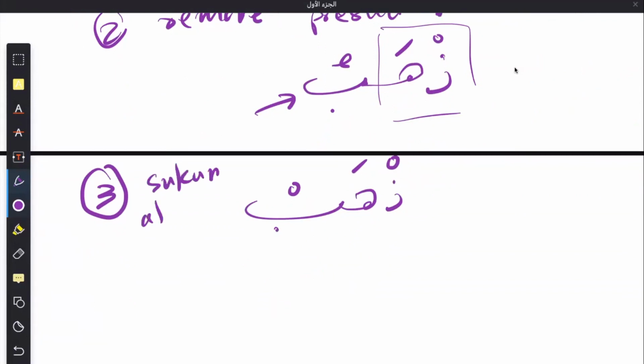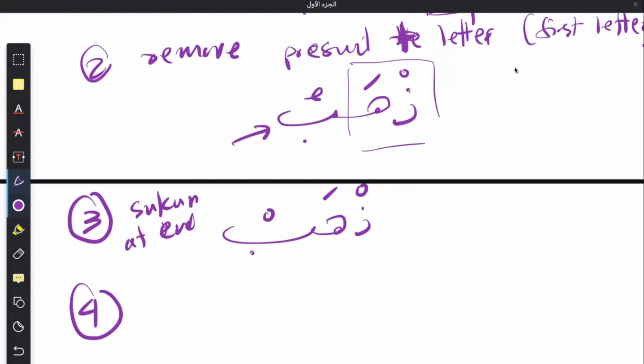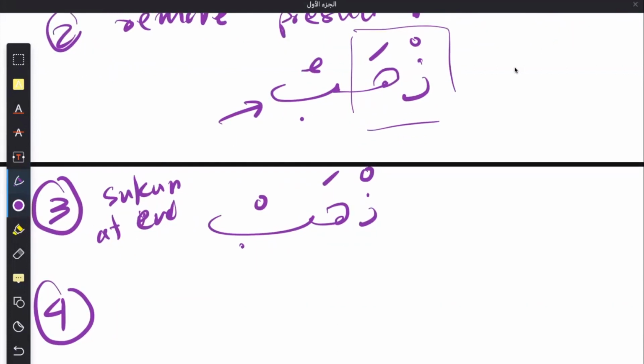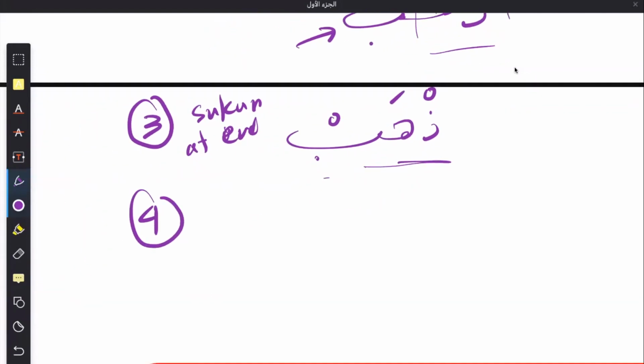Now the fourth step is that we try to see if the first letter starts with any haraka or not. Haraka is like fatha, dhamma, kasra. If it does, your job is finished. If it's not, then you have to add hamzatul wasl. So what is the case we have? We have a word starting with sukun, and in Arabic, as I've mentioned many times, that is not allowed. We cannot start with a sukun. So to help us, we add hamzatul wasl.